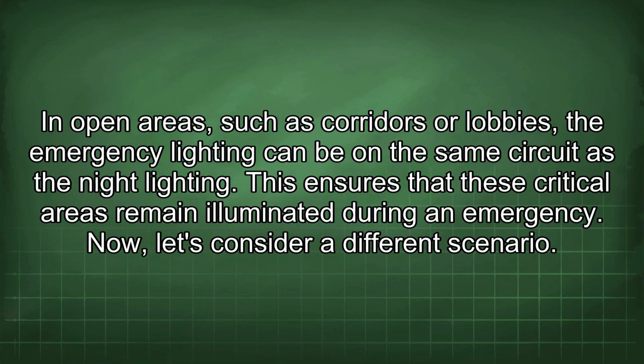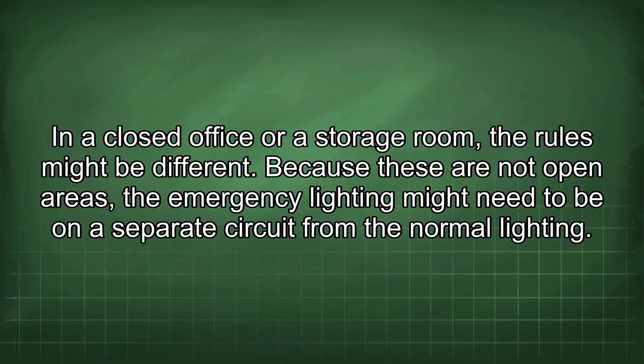In open areas, such as corridors or lobbies, the emergency lighting can be on the same circuit as the night lighting. This ensures that these critical areas remain illuminated during an emergency. Now let's consider a different scenario. In a closed office or storage room, the rules might be different.